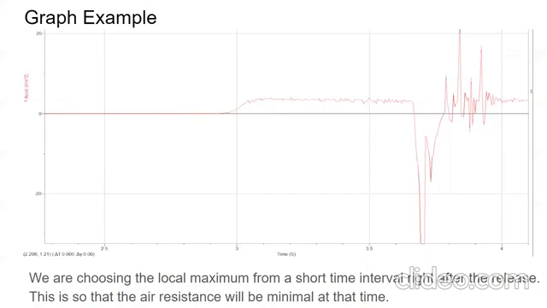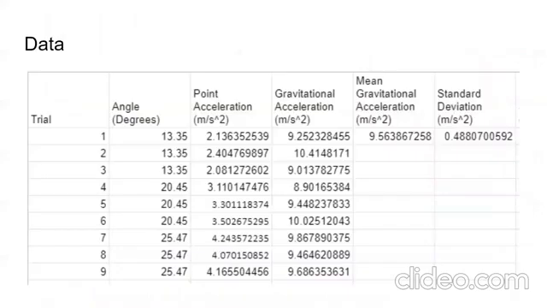From here, gravitational acceleration can be found by dividing acceleration by sine x, where x is the angle of incline. The average value found across all the trials for gravitational acceleration was 9.56 meters per second squared.